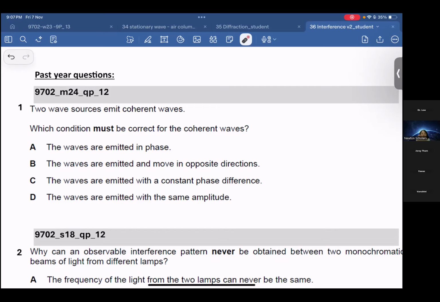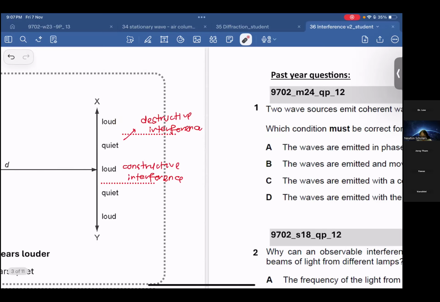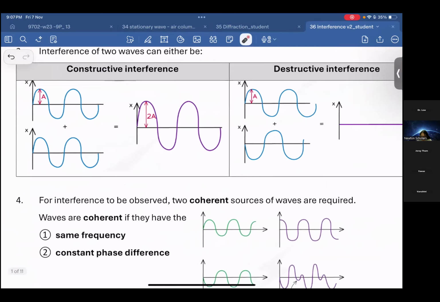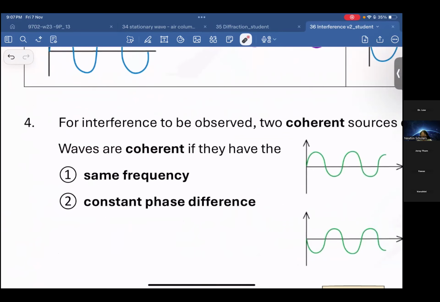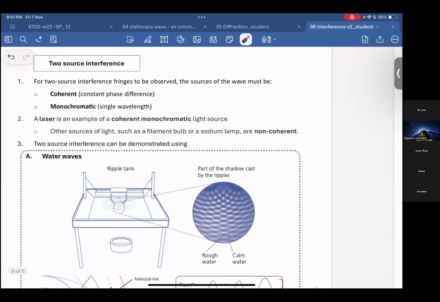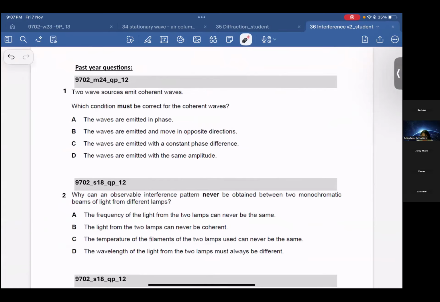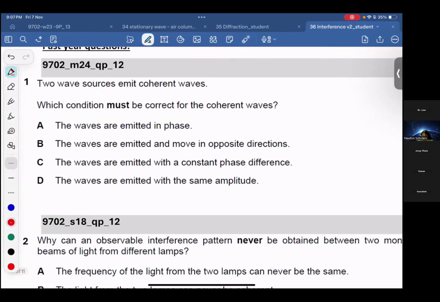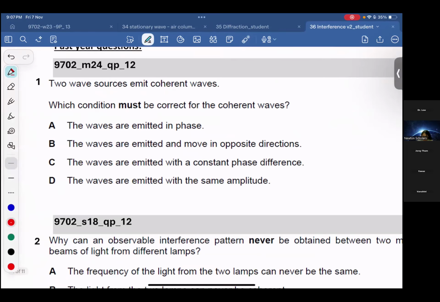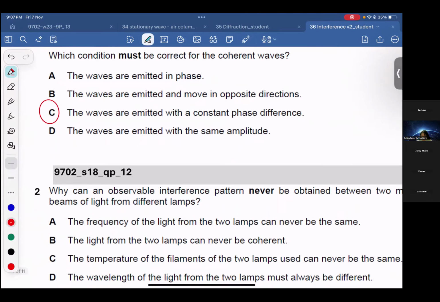Okay, what is the must for coherent waves? Here, the must for coherent waves: there must be the same frequency and constant phase difference. Okay, constant phase difference. So your answer must be this one, C. Okay, question number 2.